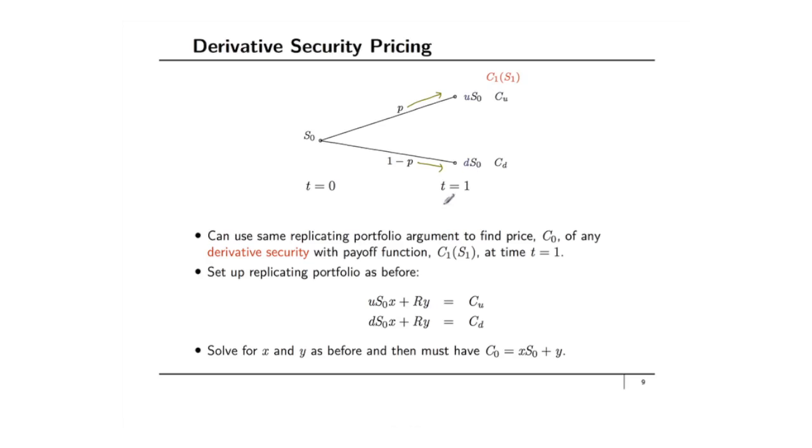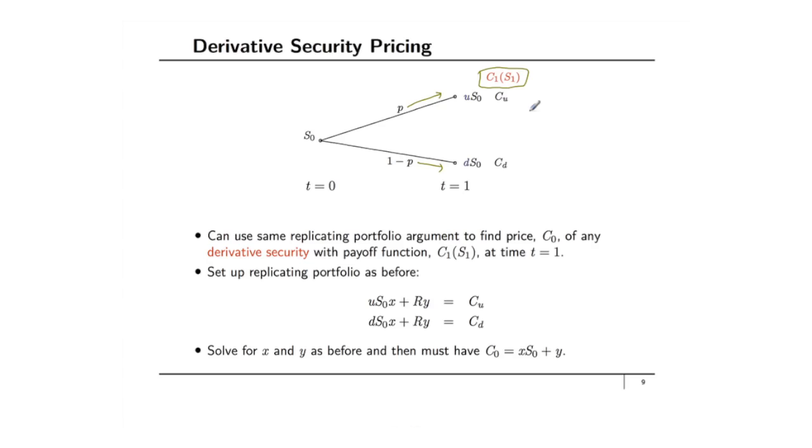Assume we want to compute the fair value, or the arbitrage-free price, of a derivative security whose payoff we'll call C1 of S1, and this is the following payoffs. It pays off C subscript U up here, and it pays off C subscript D down here if the stock price fell. So this is the payoff of the derivative security at T equals 1. Well, we want to compute the fair value of that security, and we can do it in the exact same way as before. What we do is we construct, at time t equals 0, a replicating portfolio.